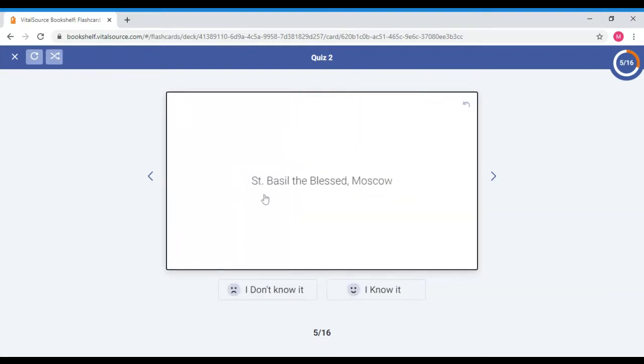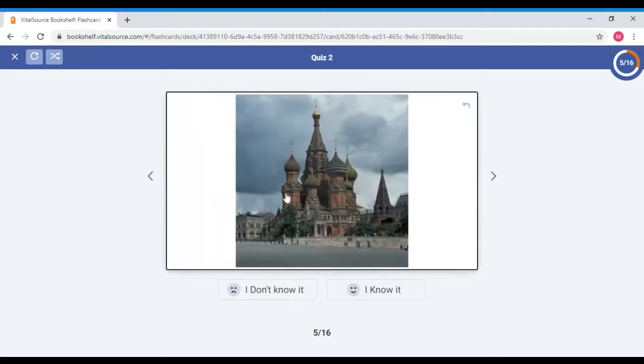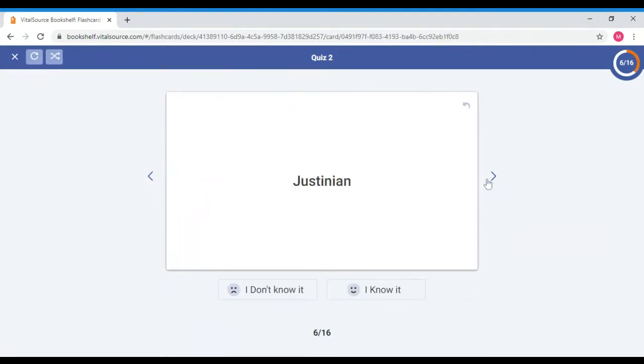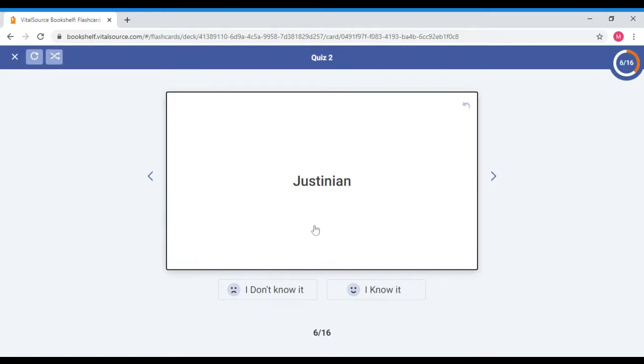So the same with Saint Basil the Blessed in Russia. We didn't go too much into it. So the quiz won't cover too much about Russia, to be honest, because it's a very short part of the chapter, but just to know what this one is. Who was Justinian? And during his reign, what did he do? So that's sort of what's going to be in the quiz. What did he do during his reign?